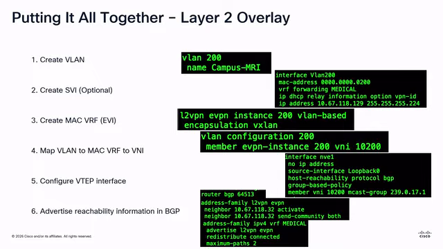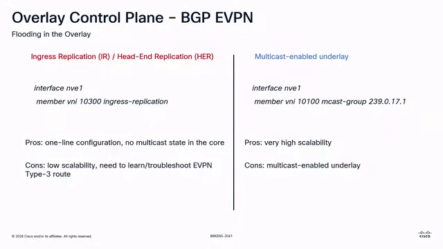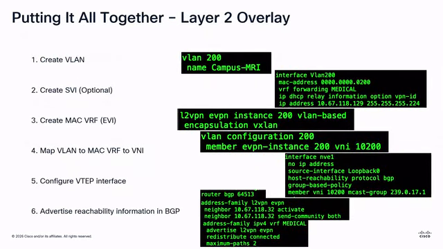If you wanted to use ingress replication, instead of mapping it to a multicast group, we simply say ingress replication. Okay? And of course, last but not least, we actually need to enable the EVPN address family and configure the peering with our core switches. And that's it. If we had an SVI created, we would need to advertise this SVI as well into EVPN. Could not be simpler, and we're running our first layer 2 overlay.